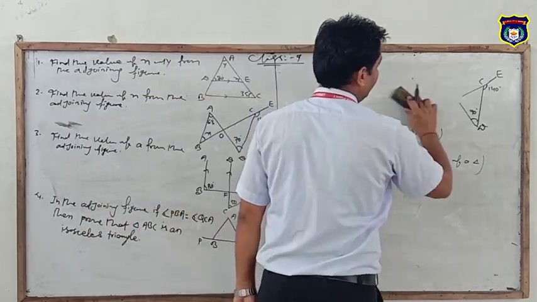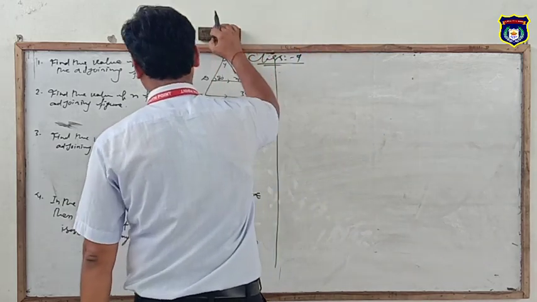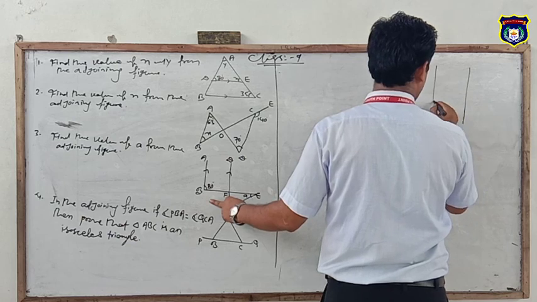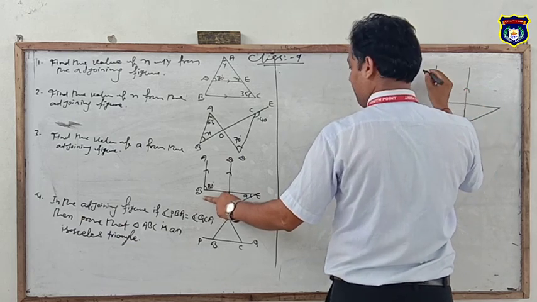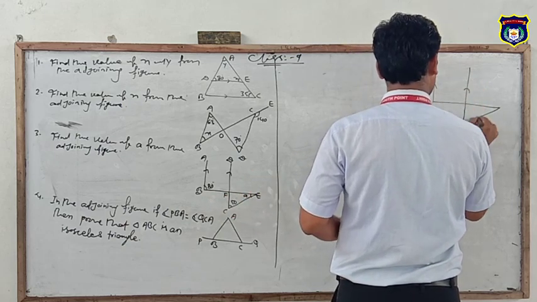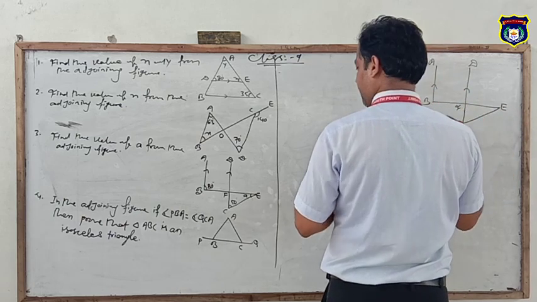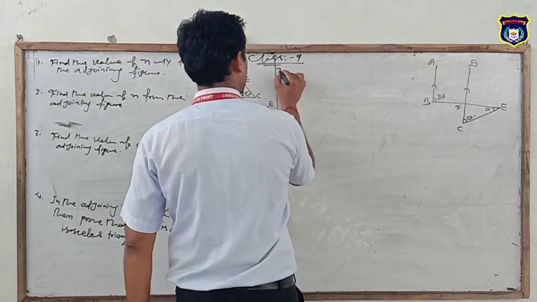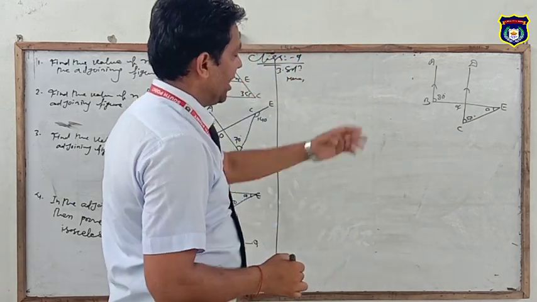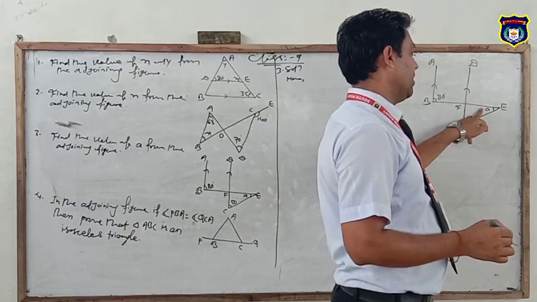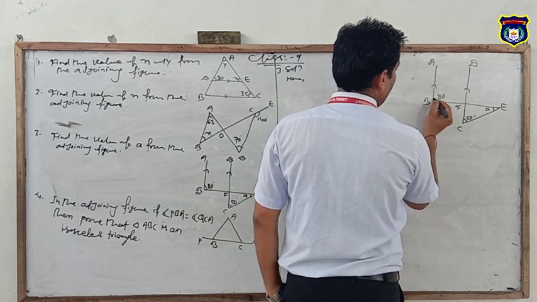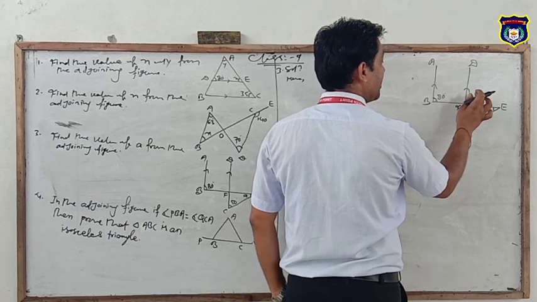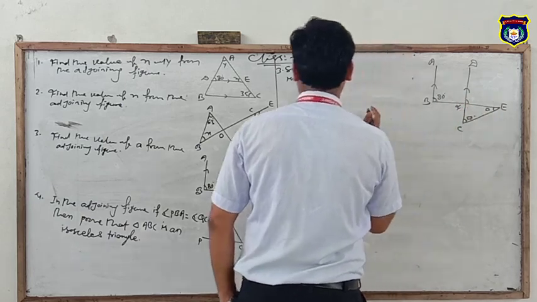Next question, number 3. AB, CD, EF are lines. This is A, this is 50 degrees, and this angle is 80 degrees. In the given figure, some angles are given and we have to find the value of A. In the figure, these angles are corresponding angles, so this angle is equal to this angle. We will also use the exterior angle property of triangle CEF.